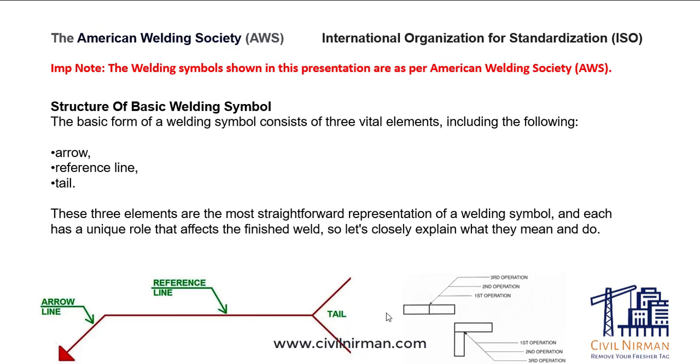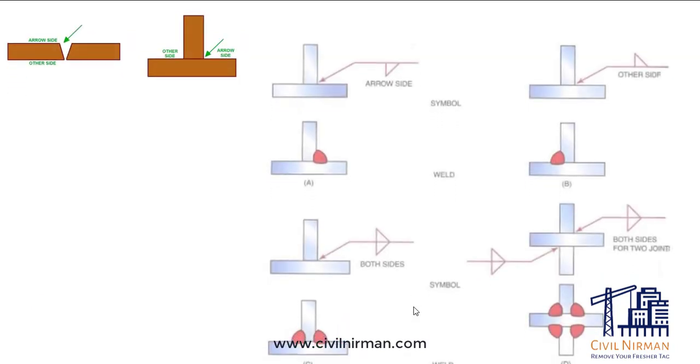Even though the tail is a structural part of the welding symbol, it is reserved for supplementary information, so it is often omitted from the drawing. If the required weld is straightforward, the engineer can omit the tail so it doesn't cause confusion on the already complex welding symbol. Next, we have orientation of the weld.